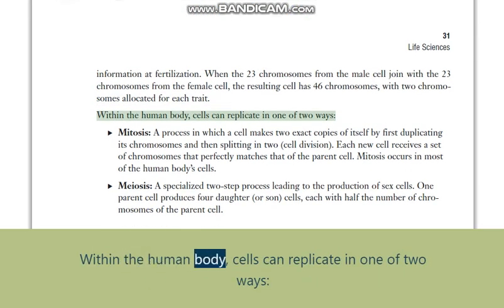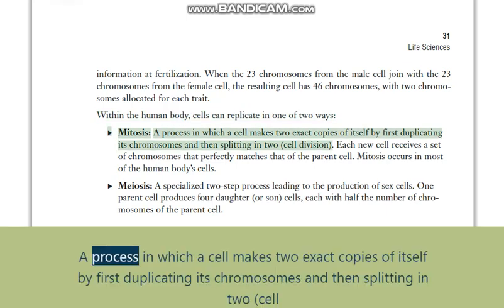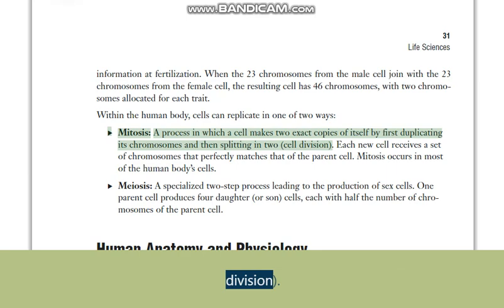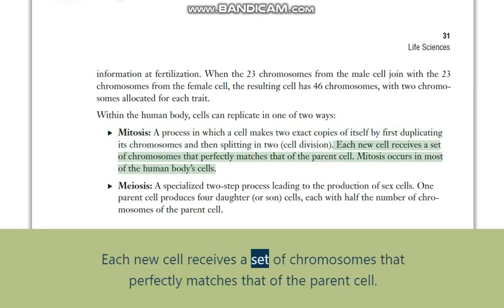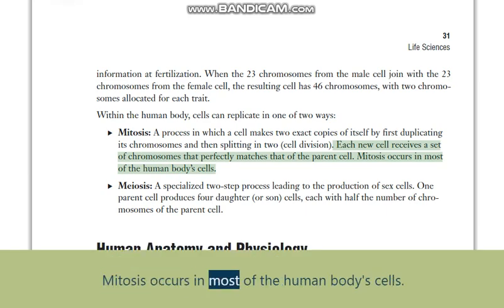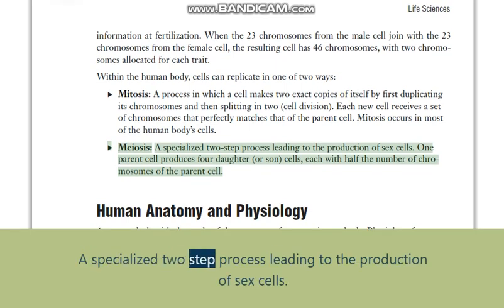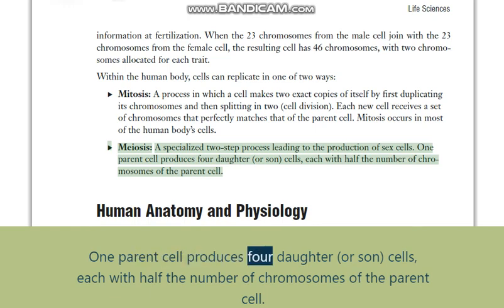Within the human body, cells can replicate in one of two ways. Mitosis, a process in which a cell makes 2 exact copies of itself by first duplicating its chromosomes, and then splitting in 2, cell division. Each new cell receives a set of chromosomes that perfectly matches that of the parent cell. Mitosis occurs in most of the human body's cells. Meiosis, a specialized 2-step process leading to the production of sex cells. One parent cell produces 4 daughter, or son, cells, each with half the number of chromosomes of the parent cell.